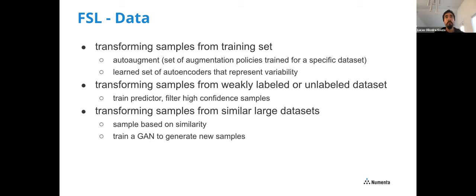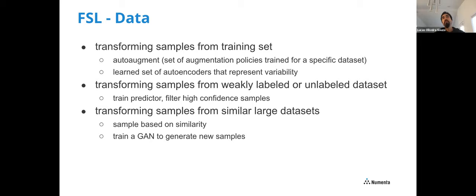Another way of doing this is transforming samples from weakly labeled data, like we've seen in the Facebook dataset where they get labels from Instagram. And in Instagram, you can have multiple labels for the same image. So they call it a weak label. It's not just a dog or a cat. It can be many things at once, or just an unlabeled dataset.